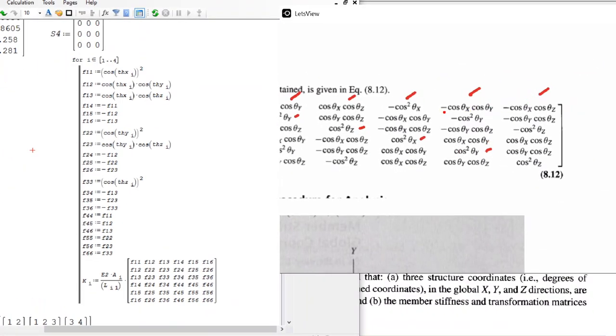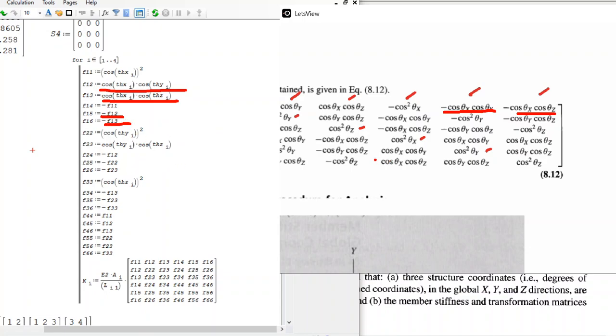There. F15 is negative cosine theta x, cosine theta y. Okay, which is this. Cosine theta x, cosine theta y. So negative of F12. Okay. And finally, cosine theta x, cosine theta z for F16, which is negative of F13.